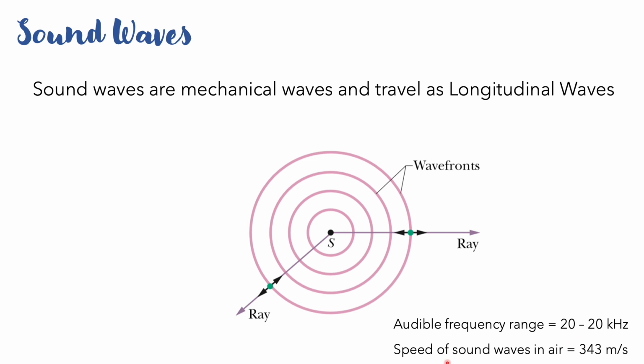And the speed of sound in air is 343 meters per second. Means when sound is produced in air, it can travel through it at a speed of 343 meters in 1 second.